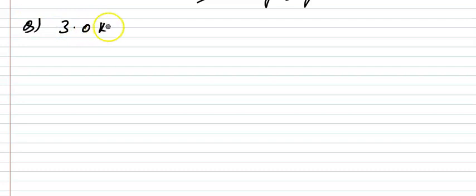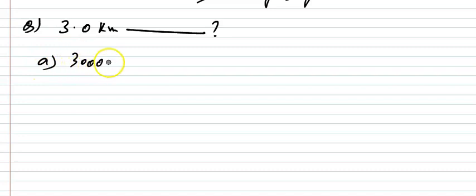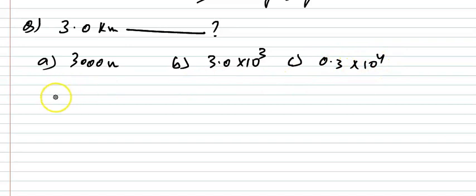You can take one more question. Let us take that this question has 3.0 kilometer, right? And there are some options given over here. Option A is 3000 meter. Option B could be written as 3.0 into 10 to the power 3. Option C could be written as 0.3 into 10 to the power 4. And option D is all of these. So how many significant digits are in this question?